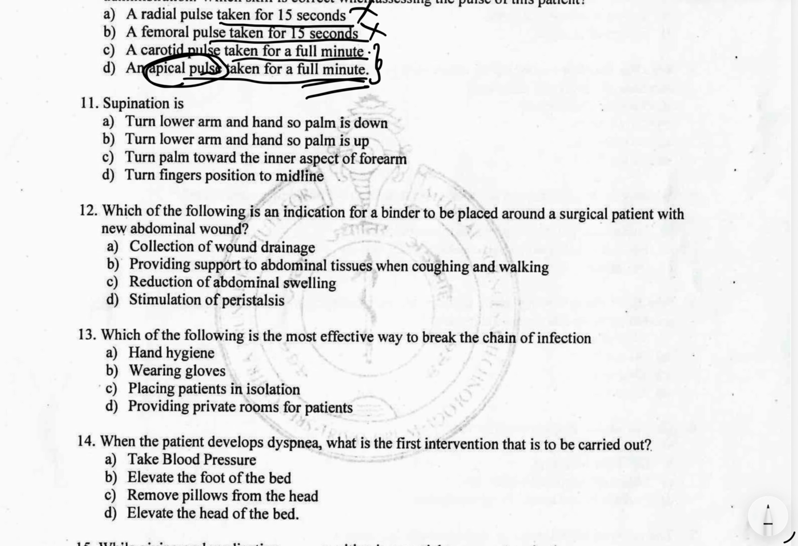In supination, what is the positioning of the arm? That is the question. So the answer is turn lower arm and hand so palm is up. The palm is to be up because the whole body is up. We are lying in a bed with the whole body up. This is our eyes and nose, and we are lying like this. In that supine position, the arm should be on the bed, and the palm should be up. Okay, so this is supination.